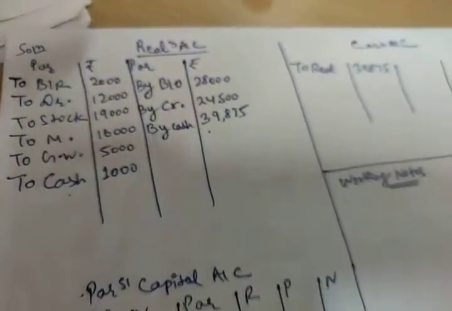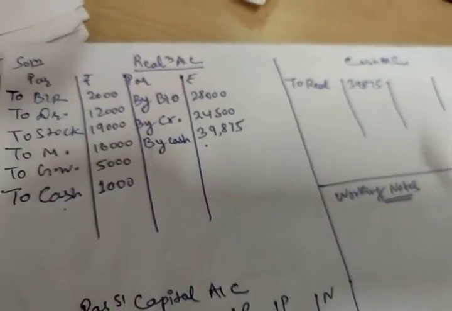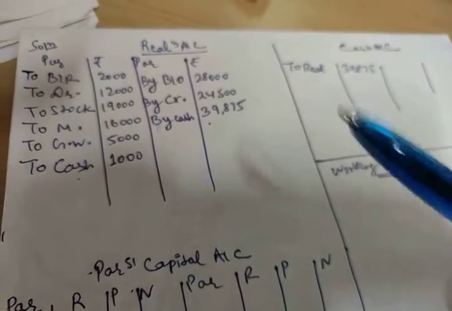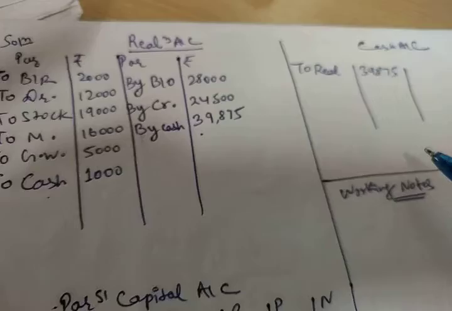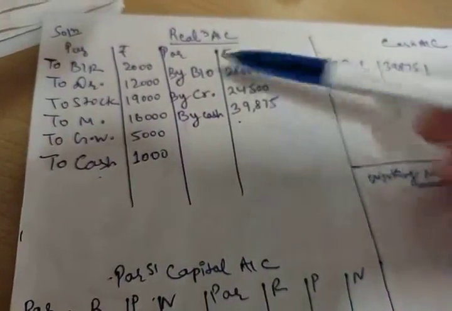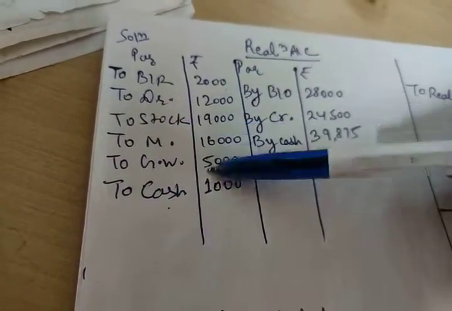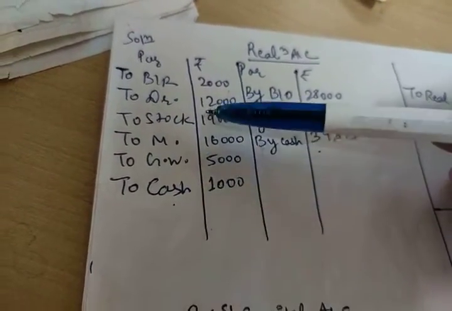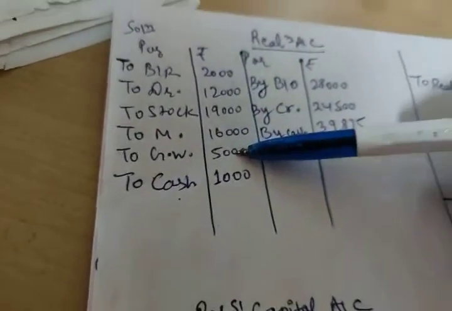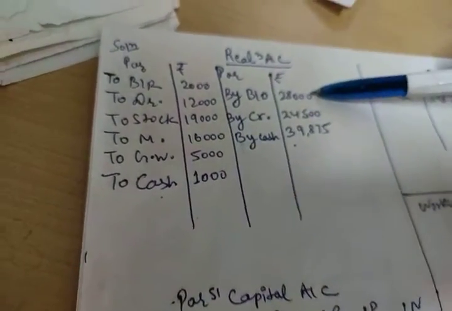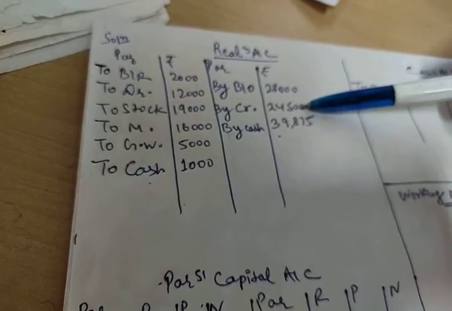So let's start quickly, okay. As we know, whenever we get a question on dissolution of firm, we have to open three accounts. One is realization, one is partners capital account, and one is your cash account. So I have just opened it, okay. And the first step we know very well: we have to get all the assets from the balance sheet to the realization account. So I have got your bills receivable, debtors, stock, machinery, and goodwill. And then we had the outside liabilities, that is bank overdraft and creditors.